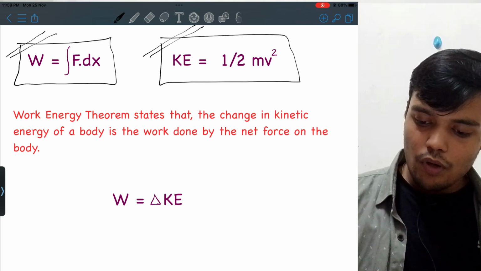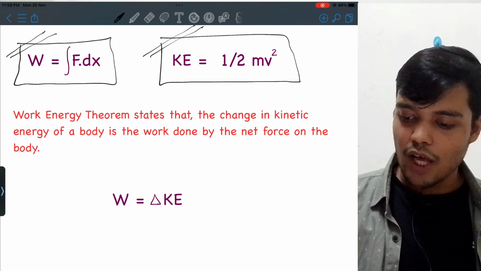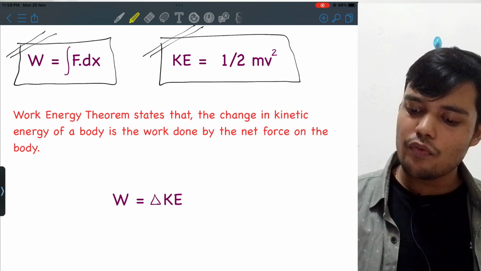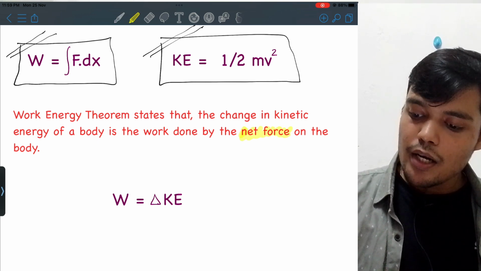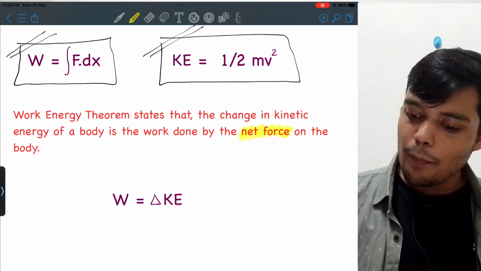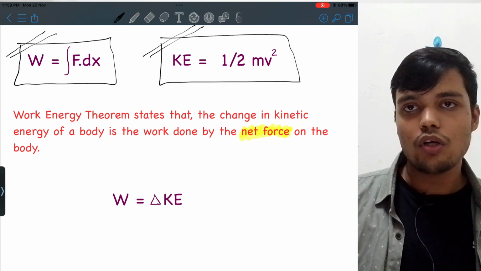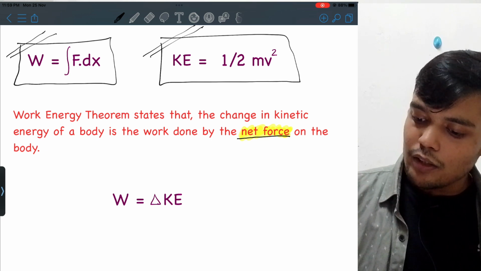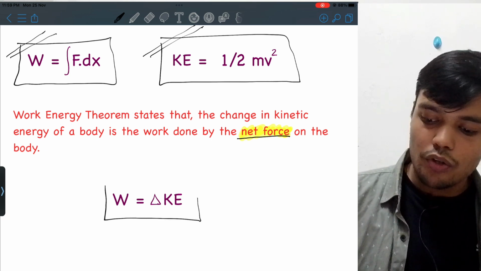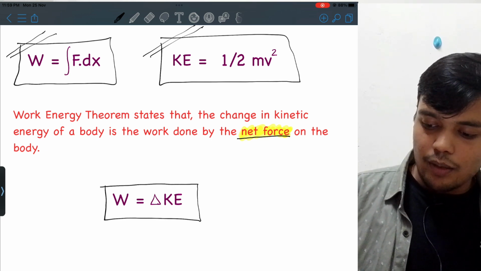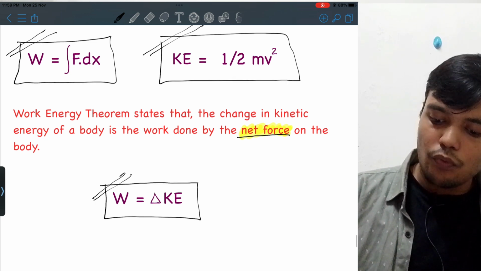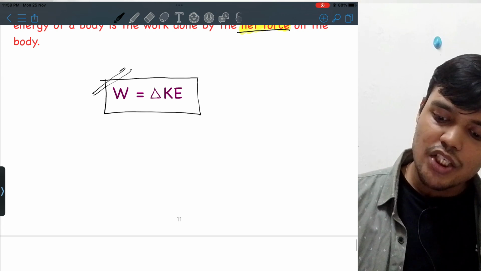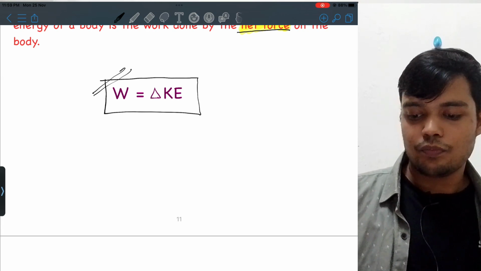Now, the work energy theorem states that the change in kinetic energy of a body is the work done by the net force on the body. Here we should note that the force is the net force on the body. The mathematical expression for the work energy theorem is W is equal to change in kinetic energy.